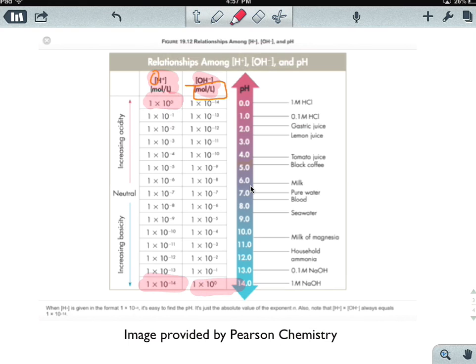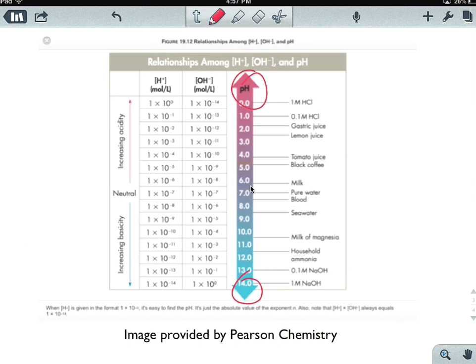If we look at our pH scale, which is what we're looking at here, a very low pH is going to be something that's acidic. You can see there are some examples here of what's an acid. We have HCl, which is hydrochloric acid, and it's towards the very low end of the pH scale. On this one, it goes from 0 to 14.